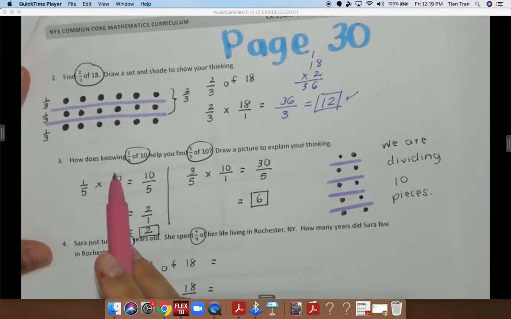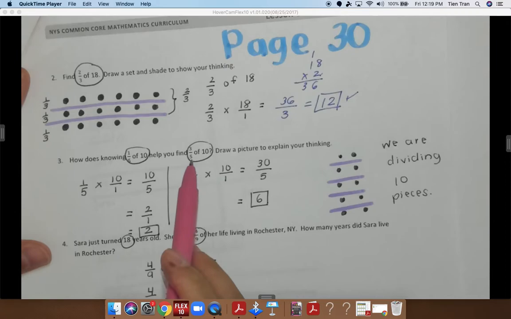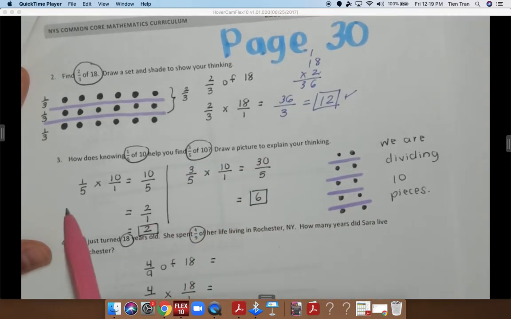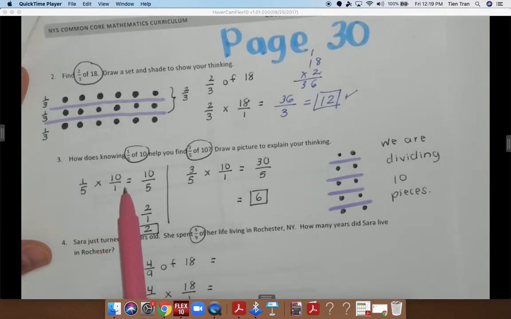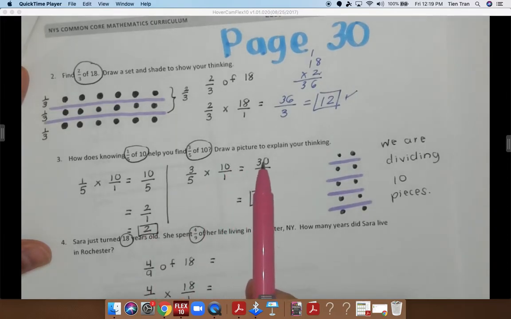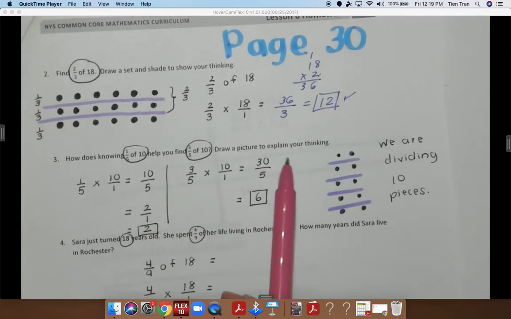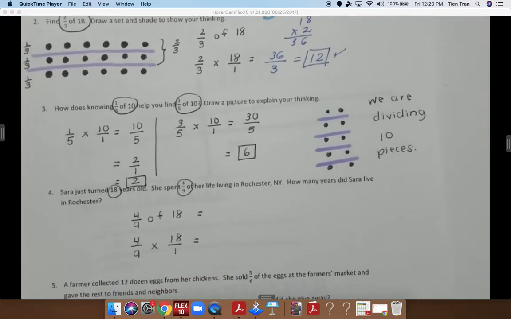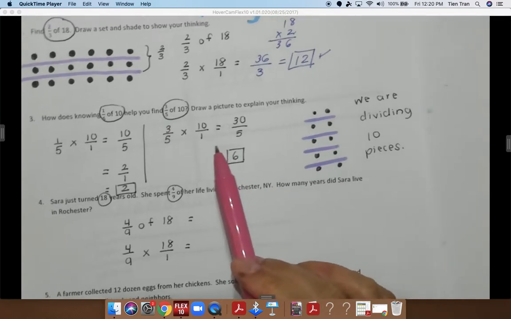Number 3. How does knowing 1/5 of 10 help you find 3/5 of 10? Draw a picture to explain your thinking. So I drew one out, but when I multiply 1/5 times 10, I get 10/5, and then I get 2 divided by 1, which is equal to 2. On this side, I get 30/5, which is 30 divided by 5, which is equal to 6. So by dividing, I'm able to find how many pieces there are, and if I know my math facts, I can figure out the answer to the problem.